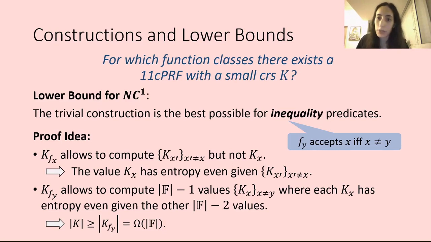So because k of f sub y allows to compute all of those values, and each of them must have at least a fresh bit of entropy, even given all of the others, it means that k of f sub y must include in it at least a single bit of independent data for each of the values that it allows to compute. So it means that the size of the key for f sub y must be as large as the input space. And those kind of properties we already get from the trivial construction. So in some sense, this is the best we can hope for.